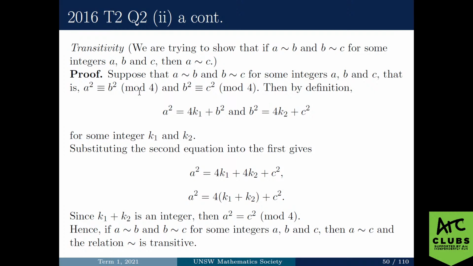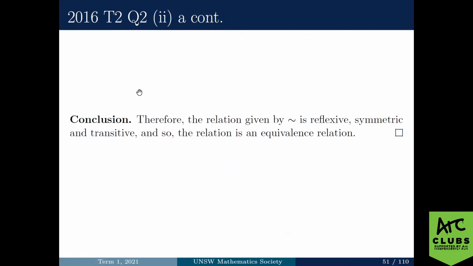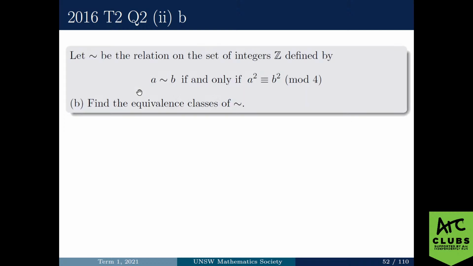Now that we've collected these three parts, transitivity, reflexivity, and symmetry, we can conclude that our relation is in fact an equivalence relation. Now let's find the equivalence classes of tilde. Does anyone remember what an equivalence class is?